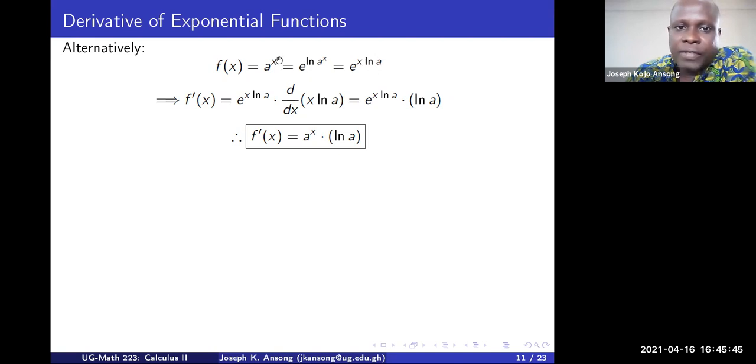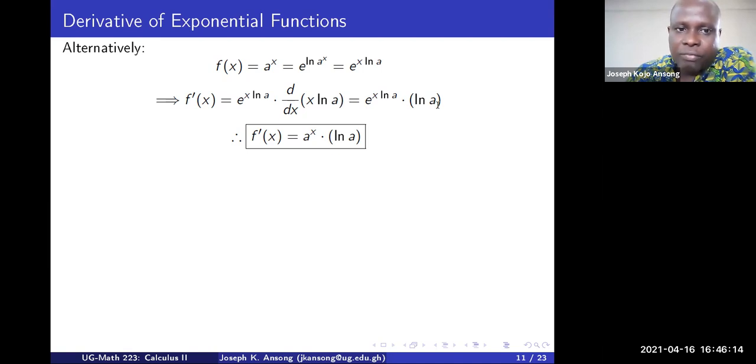So instead of differentiating this, which we don't know how to do, we know how to differentiate e to some variable. So we'll use that approach. So f prime of x will just be equal to the derivative of this. Basically, you leave this and differentiate the exponent. If you differentiate x ln a, you're just going to get ln a. So you leave this and then differentiate x ln a, and you just get ln a.